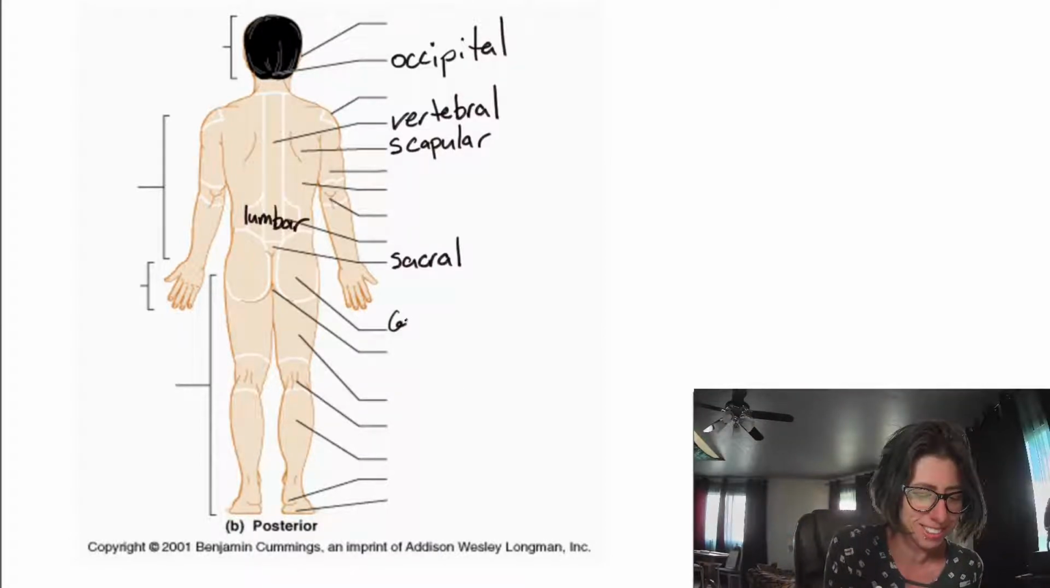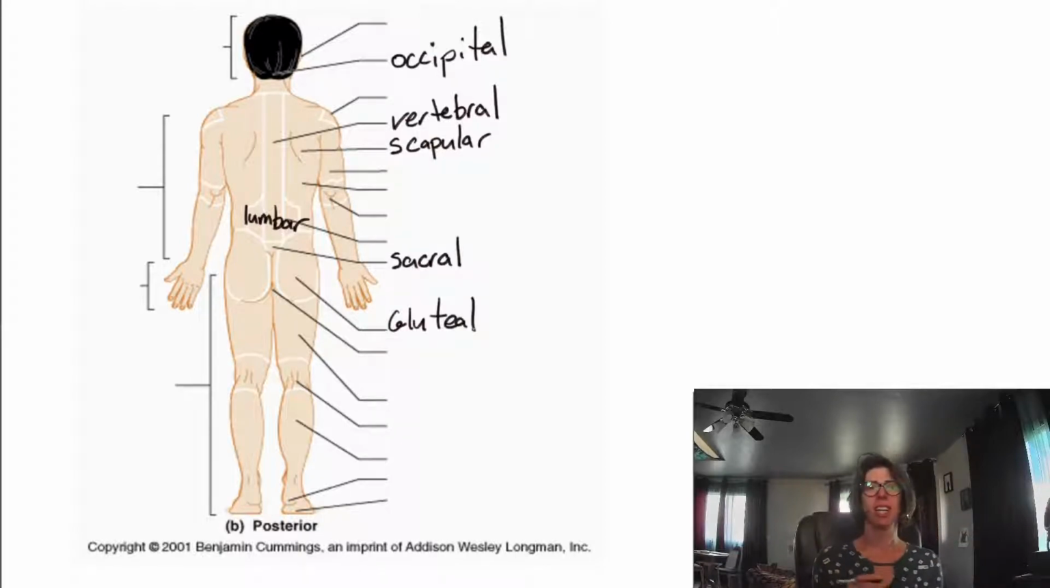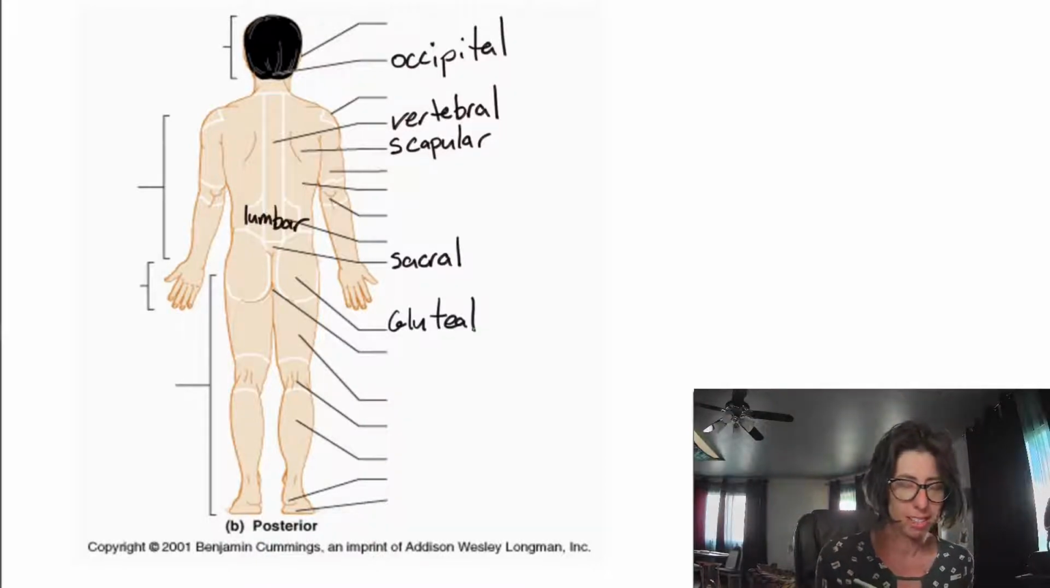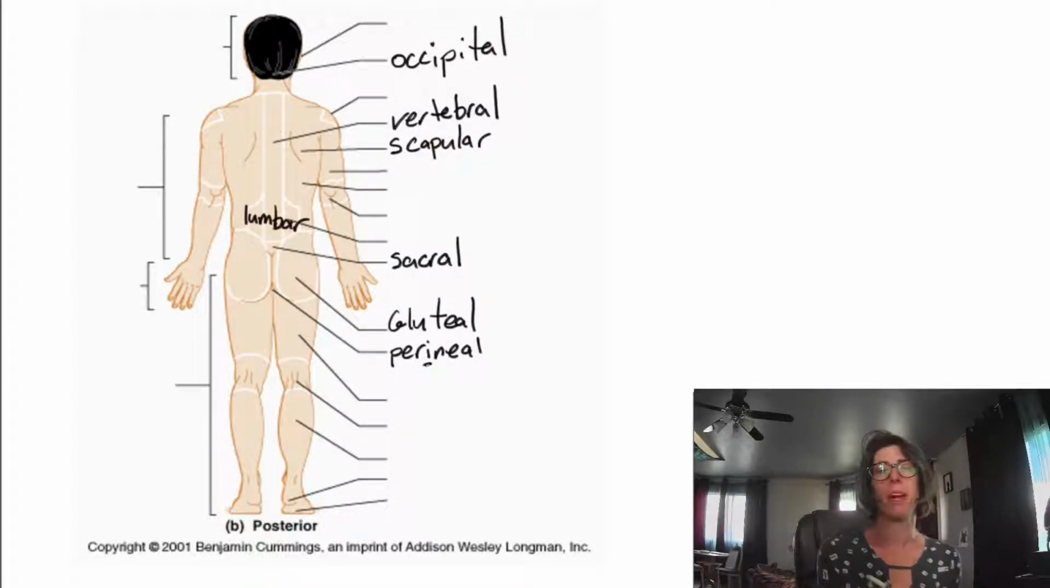Okay, gluteal region. Your butt muscles, right? Your glutes. Perineal region. Remember the peroneal region was on the lateral lower leg, right? The side of your lower leg. The perineal region is that small little bit of skin between your anus and your genitals. Very different. The spelling matters.